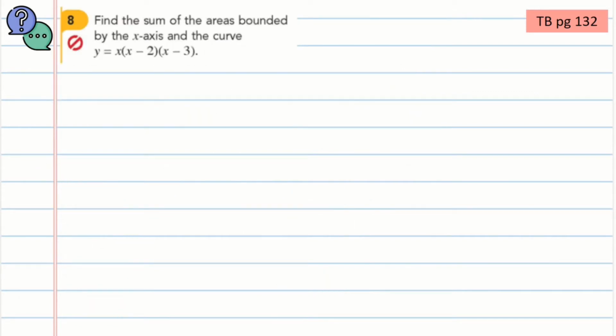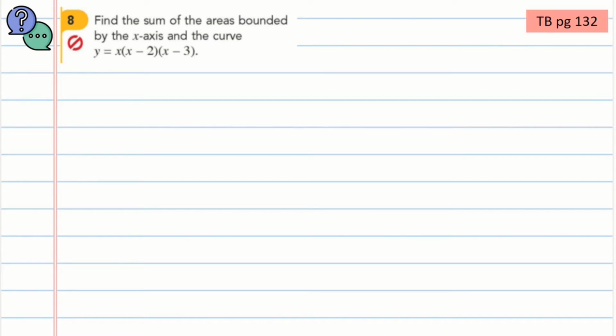We will now move on to take a look at exercise 17.2, question 8, that is in your textbook, page 132. So in this question, we want to find the sum of the areas bounded by the x-axis and the curve y equals x times (x minus 2) times (x minus 3). However, the thing about this question is that there is no diagram given to us. So what can we do about it?